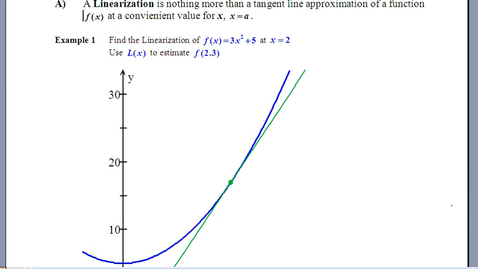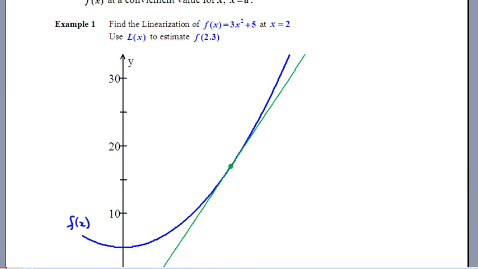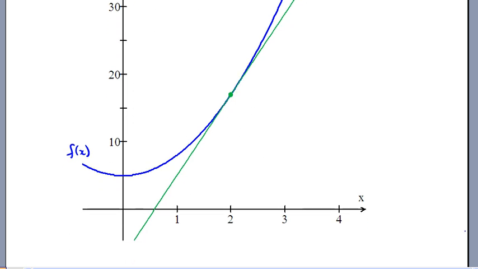So I've got my original function here, right? It's this curved parabola. That's my f of x. And then I'm going to pick up my point of tangency at x is equal to 2. And I'm just going to try to figure out what's going on with this tangent line that just skims by the graph at the point where x is equal to 2.